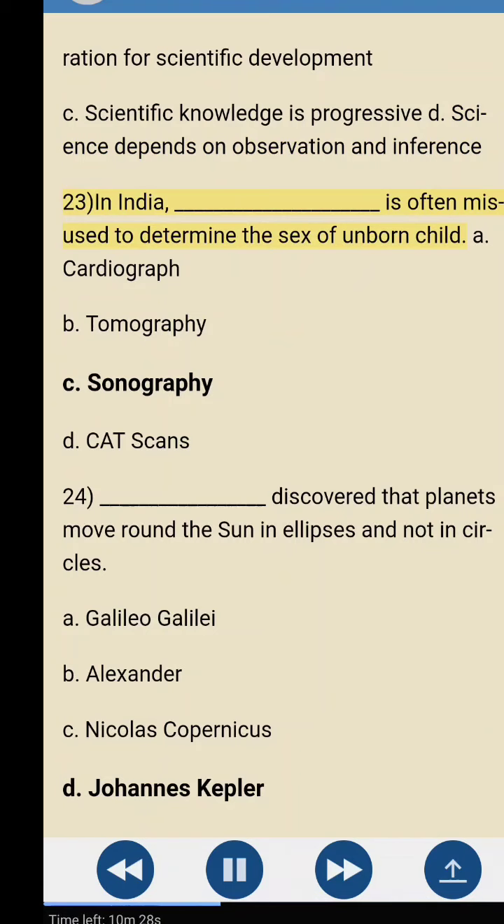23. In India, blank is often misused to determine the sex of unborn child. A. Cardiograph. B. Tomography. C. Sonography. D. CAT scans. 24. Blank discovered that planets move round the sun in ellipses and not in circles. A. Galileo Galilei. B. Alexander. C. Nicholas Copernicus. D. Johannes Kepler.